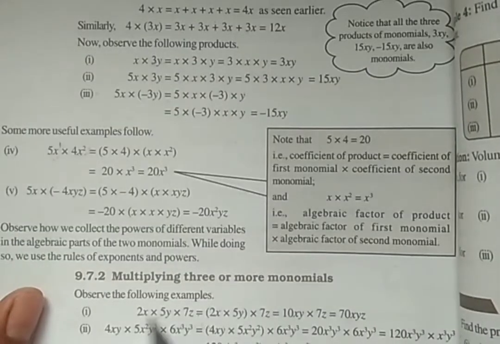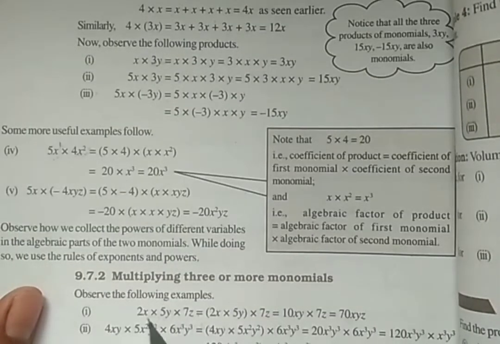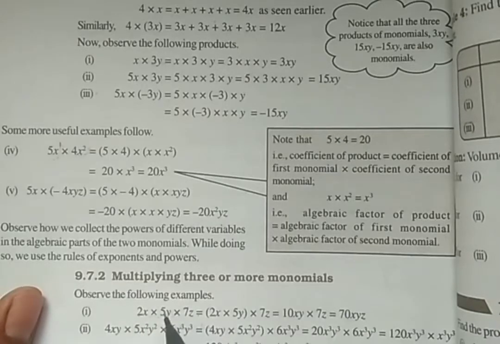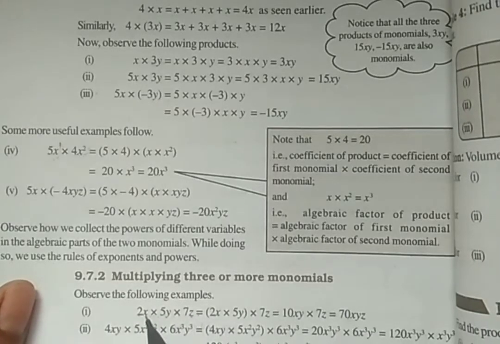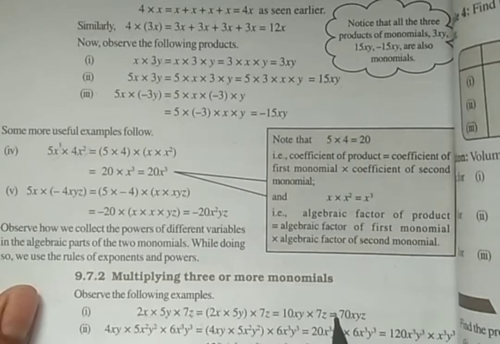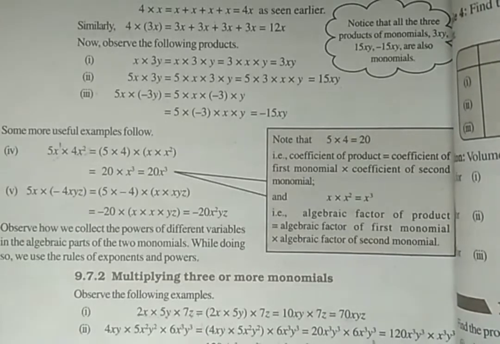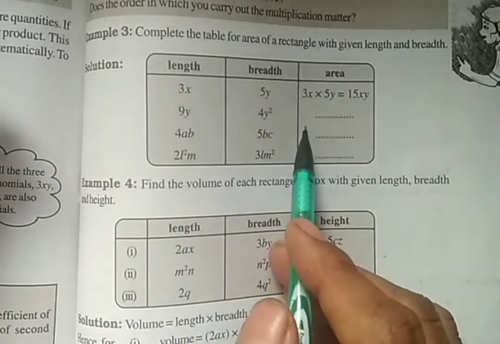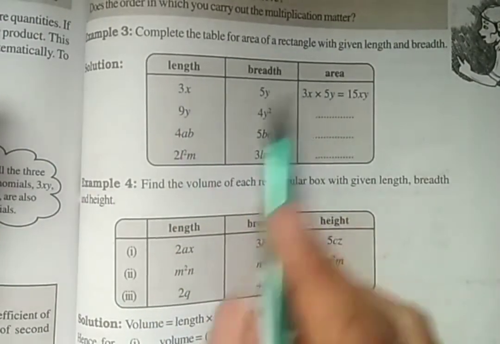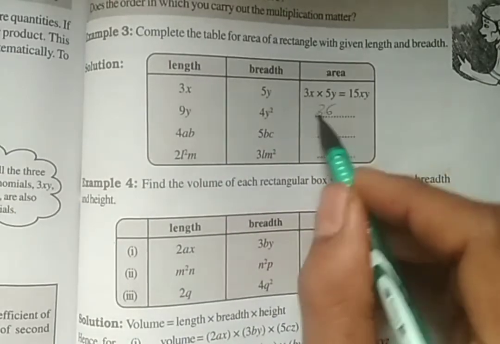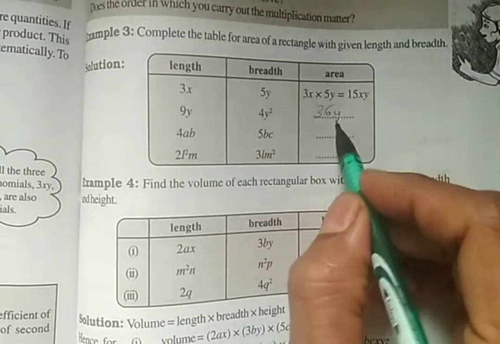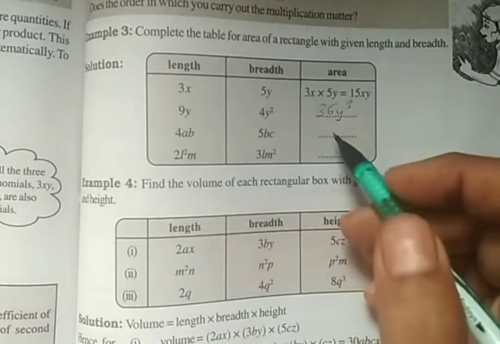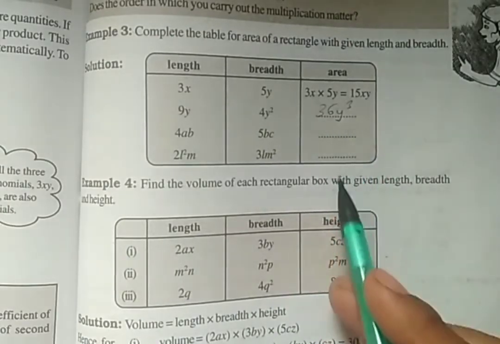Whenever numbers are there and a multiplication sign in between, you can directly multiply them together. 5 2s are 10, 10 7s are 70, and all variables you can multiply: x, y, z. So it is 70 xyz. See here, directly you can write it down. Now here it is asked to complete the table. Length into breadth is area. So 9 4s are 36 and y into y square is y cube. Similarly, you will complete this.